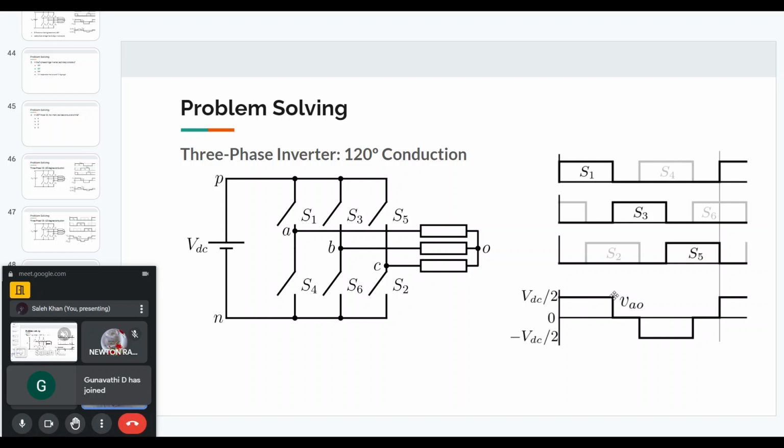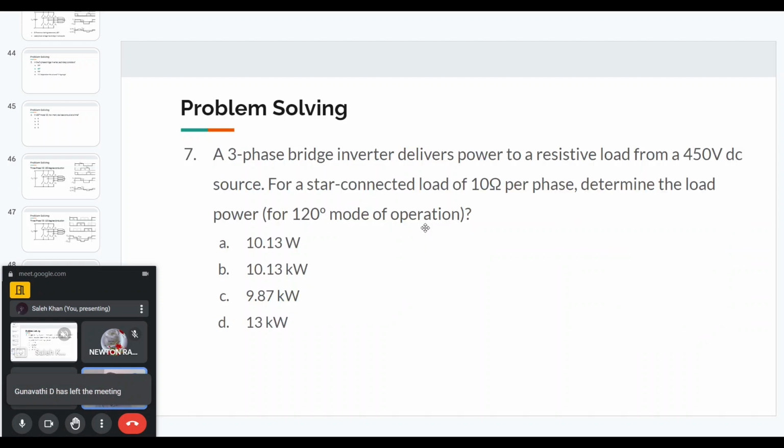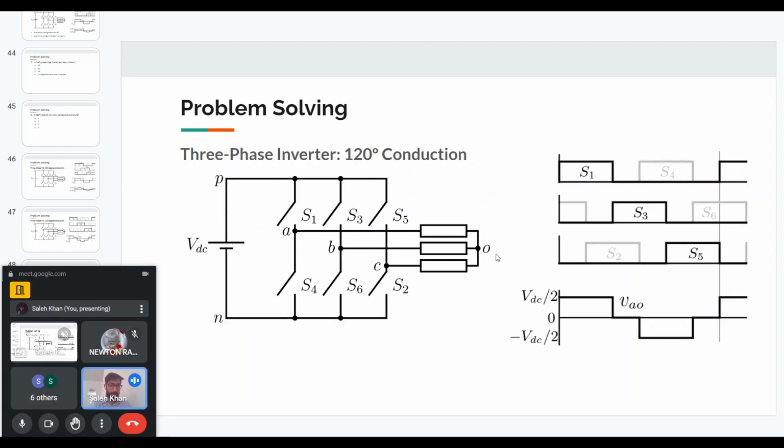Similarly, in the next interval, S1 and S2 are on. So across VAC we will get the full DC voltage, but across AO we will get half of it. For the third interval, in the first leg, no switch is on. So basically there will be no current through the load, and if there is no current, then the voltage will also be 0, since this is a resistive load, 10 ohms per phase. So this is how the phase voltage will look.